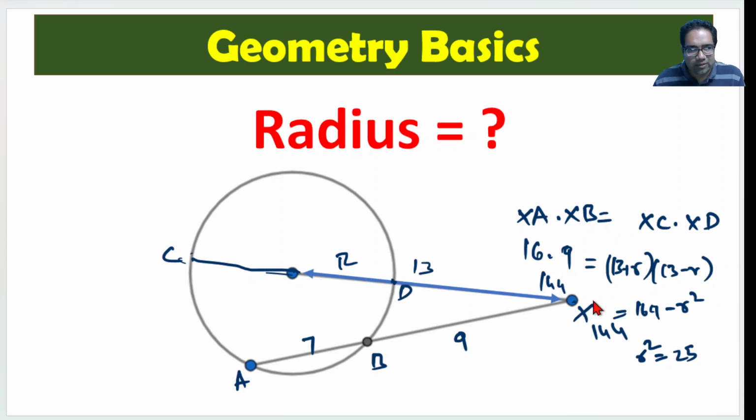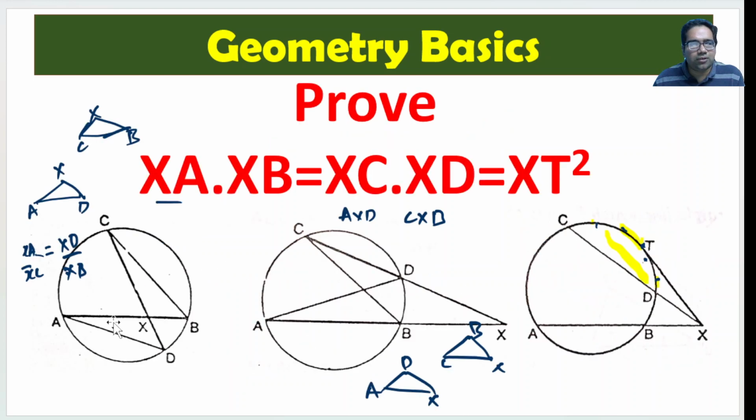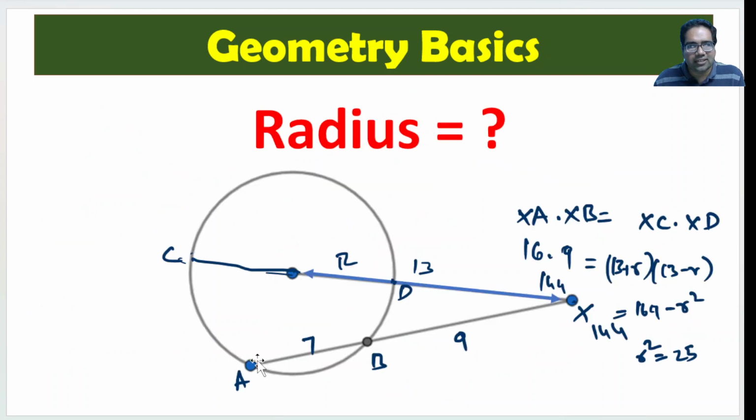But how did we get this? We got this by using a very important theorem. When there are two chords, AB and CD, meeting internally or externally, in this case they are meeting externally, then XA times XB equals XC times XD. Here also XA times XB equals XC times XD. This is a very important theorem. In one of our other videos, we have proved this theorem. Please go through that. We are using that result here.